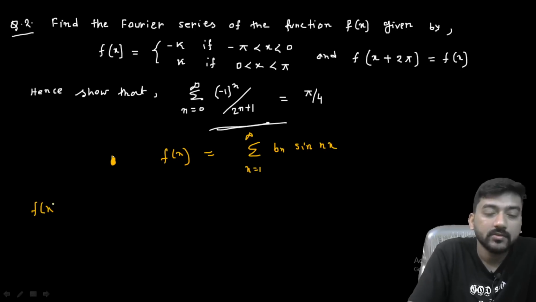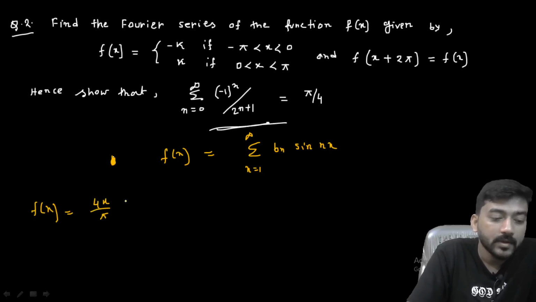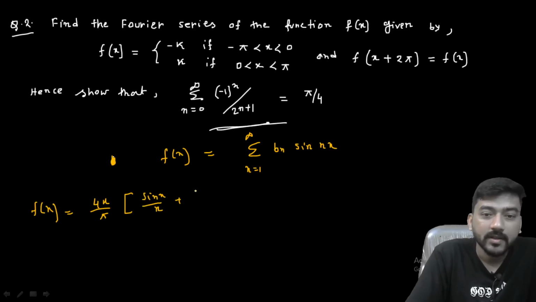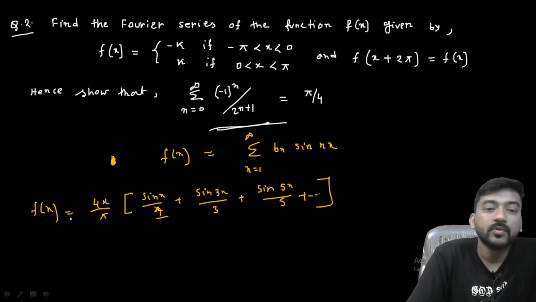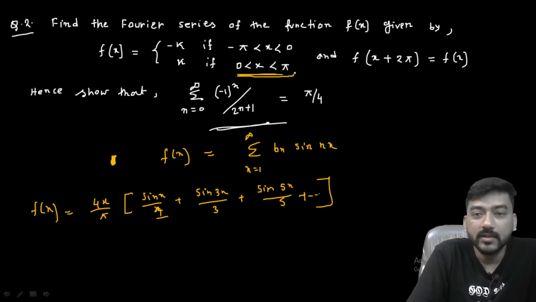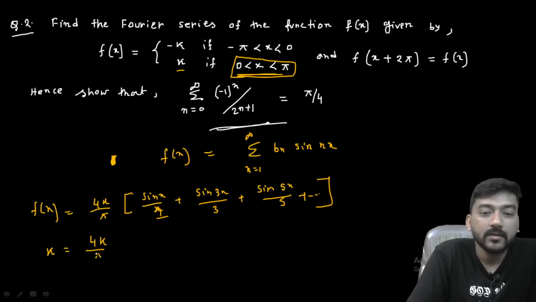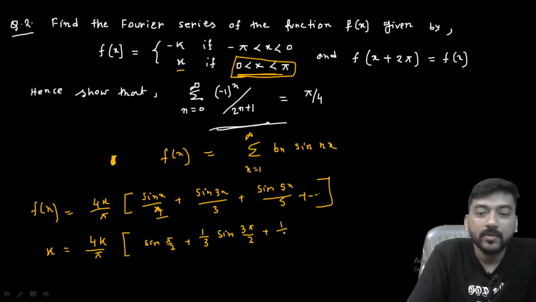The series, if we open it like this, will be 4k upon pi into sin x by 1, plus sin 3x by 3, plus sin 5x by 5, plus and so on. Now if we put x is equal to pi by 2 on both sides, then what will we get? At x is equal to pi by 2, you can see x is equal to pi by 2 is in this range, so you will get k here, f of x is equal to k, and it will be 4k upon pi into sin pi by 2, plus 1 upon 3 into sin 3 pi by 2, plus 1 upon 5 into sin 5 pi by 2, this kind of situation, plus and so on.